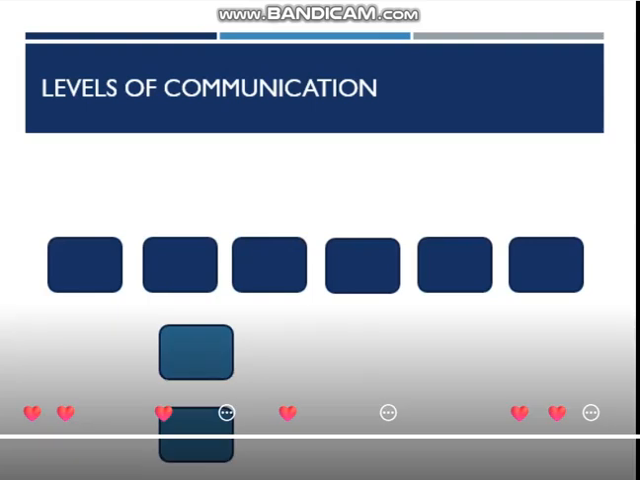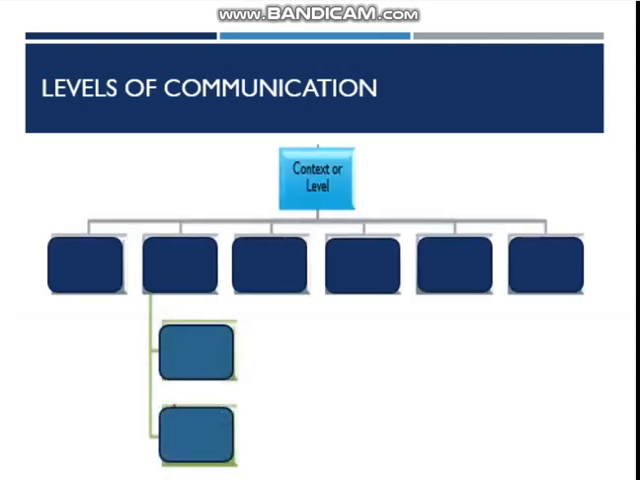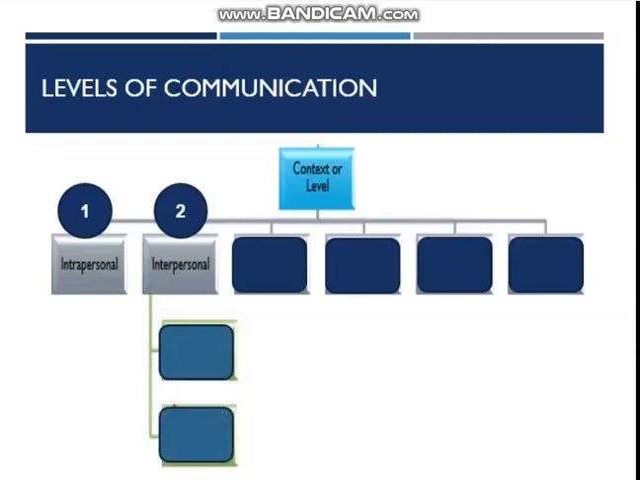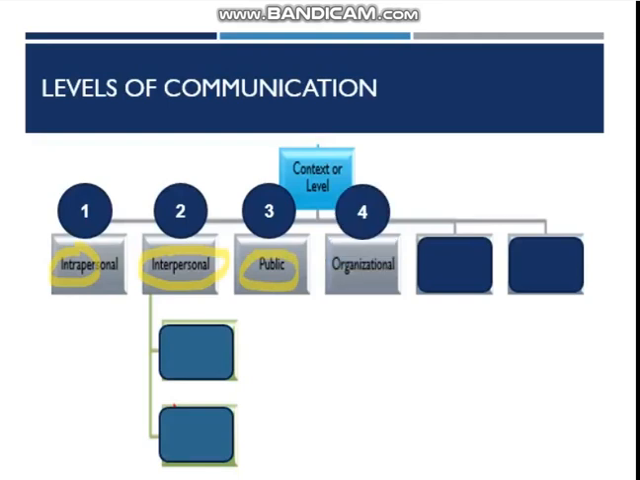Just a quick recap for our levels of communication. For the context or level, we have 6 types. Number 1, we have intrapersonal, meaning communicating with oneself. It could be internal or external. Number 2, interpersonal communication could be dyadic or small group. It's communicating with other people. Number 3, public, if you have more than 15 people. Number 4, organizational. Within an organization, it follows the organizational structure.